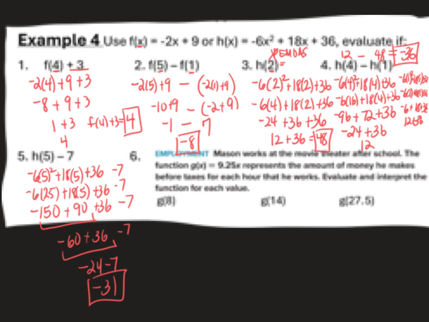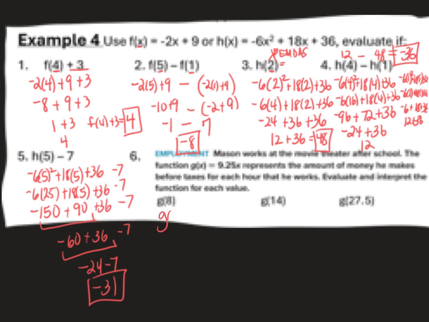We're going to look at this word problem. Mason works at the movie theater after school. The function g of x equals 9.25x represents the amount of money he makes before taxes for each hour that he works. Evaluate and interpret the function for each value. So I'm hoping that you can look at this and see how much Mason makes per hour. So think about that. How much money does Mason make per hour? And hopefully you can see that that is $9.25 per hour.